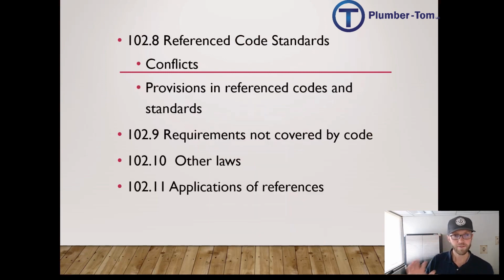102.8 refers us to the code standards. There's a long list of standards for the way that manufacturers are to build the materials that we use. And they say if there's a conflict between what the code says and what the standards say, the code is going to be the winner between those two. We're going to do what is written in code. 102.9 talks about what happens if it's not in the code. How do you handle that? Well, the short story is you just talk to the code official and have them approve whatever you're working on that way.